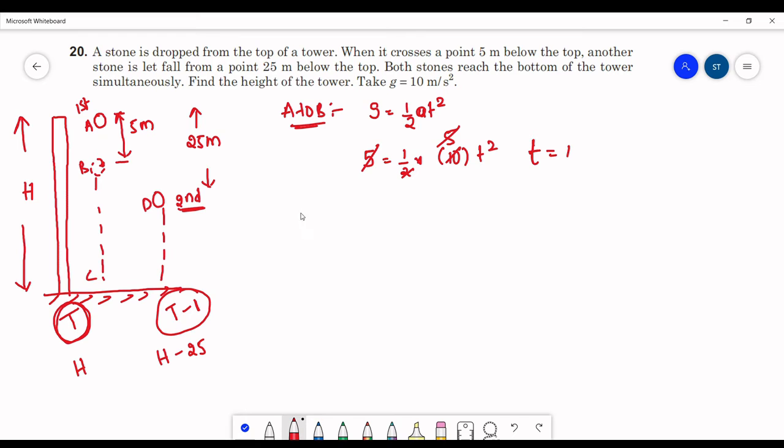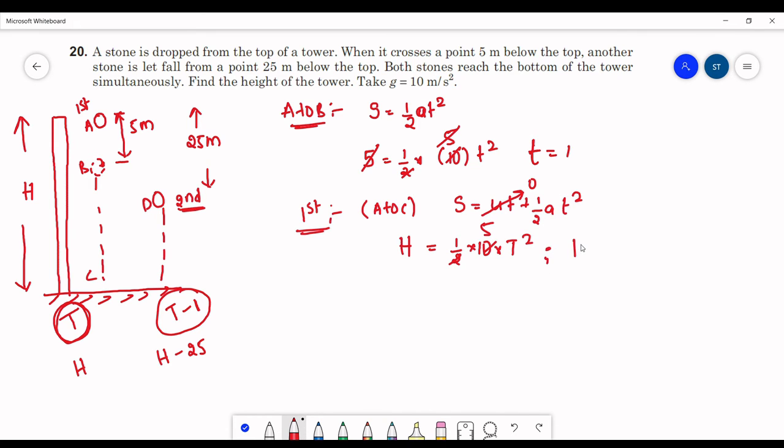Now consider the first ball from A to C. Write the equation S equals ut plus half at square. Again we are starting from rest, so the ut term will be 0. Here S will be h equals half into 10 into capital T square. So here we can write an equation, capital H equals 5T square. Keep it as the first equation.